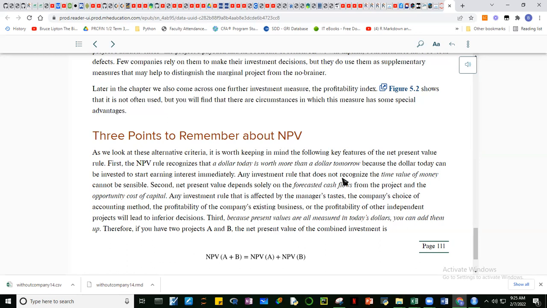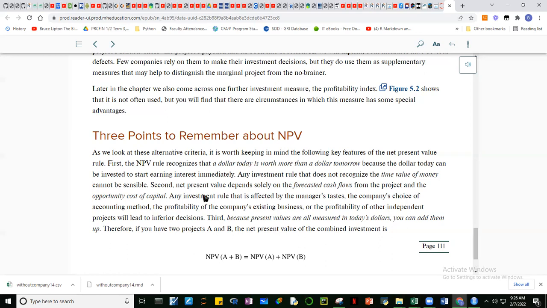So any investment rule that does not recognize the time value of money cannot be sensible. We have discussed that even in the first few weeks of this subject; that's a fundamental principle in finance, the time value of money. Second, net present value depends solely on forecasted cash flows from the project and the opportunity cost of capital, or what we call the weighted average cost of capital.